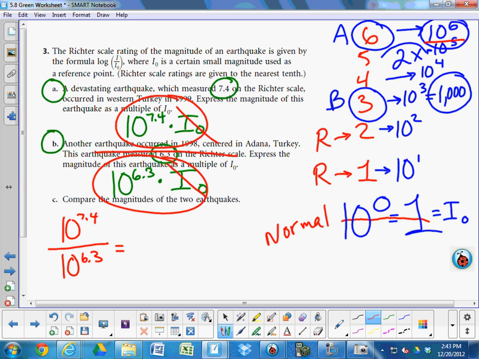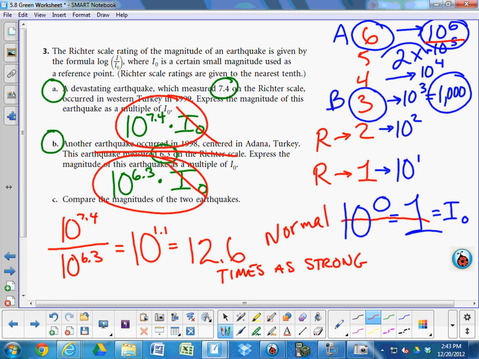So let's finish the problem. This is part C. What's 10 to the 7.4 divided by 10 to the 6.3? Give me it as a power of 10. 10 to the 1.1, calculate that. 12.59, let's call it 12.6. That means that the earthquake in 1999 was 12.6 times as strong or intense as the earthquake in 1998. All right? That's significant. 12 times as strong.